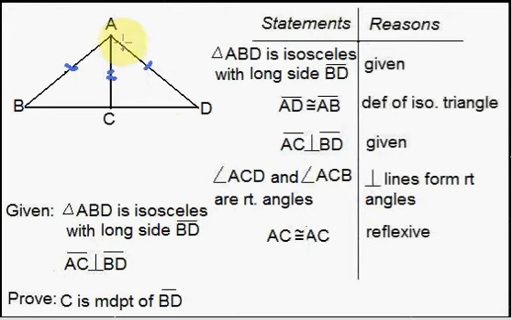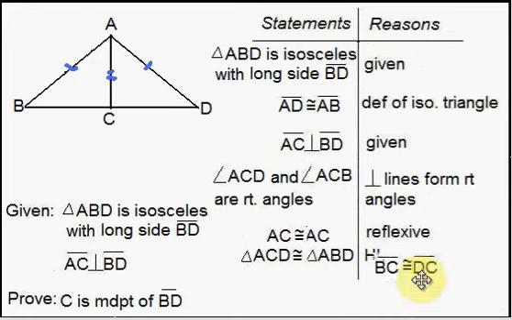Okay, now since we know that this is a right triangle, all we need is hypotenuse leg, and we can say that those two triangles are congruent. Okay, but what we're trying to prove is that C is the midpoint of BD. Okay, so now we can say that BC is congruent to DC because corresponding parts of congruent triangles are congruent.